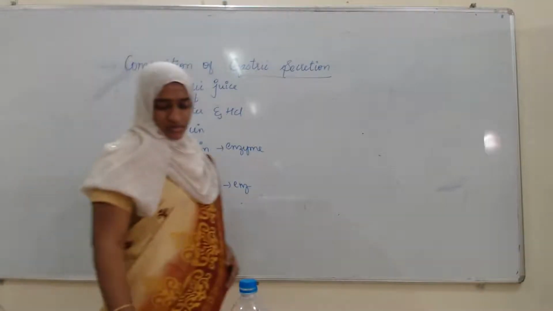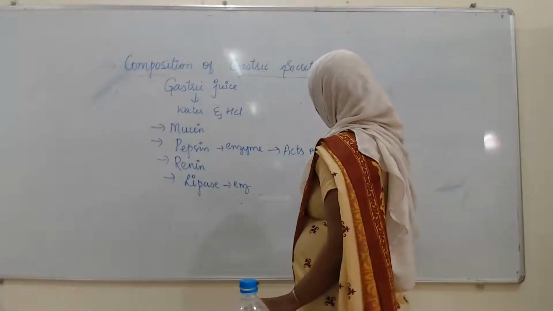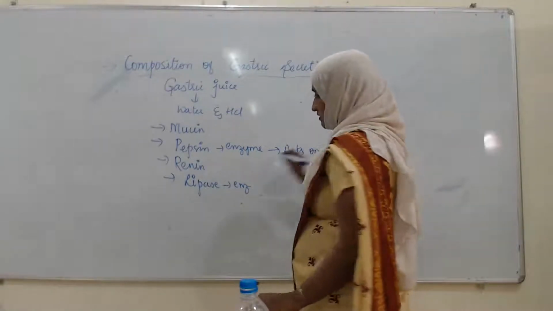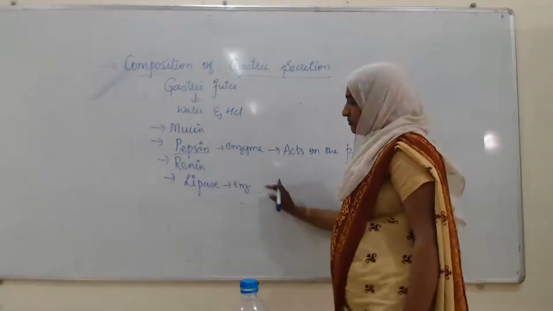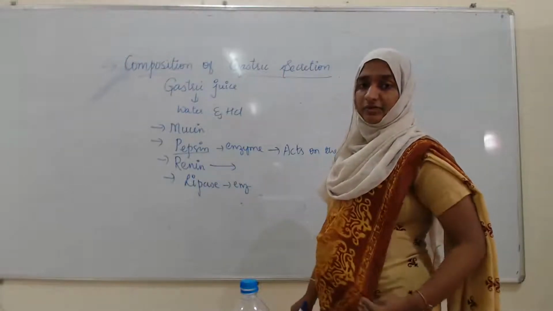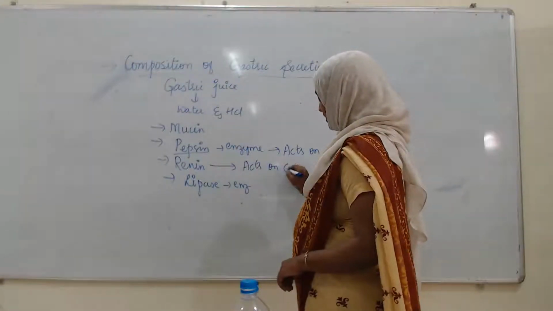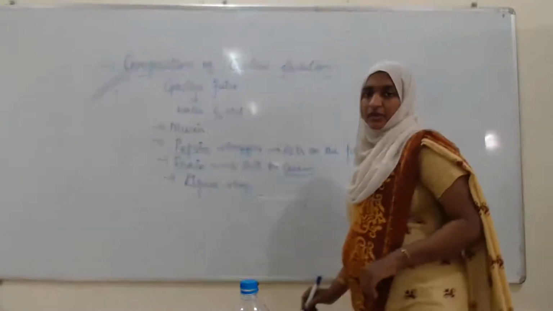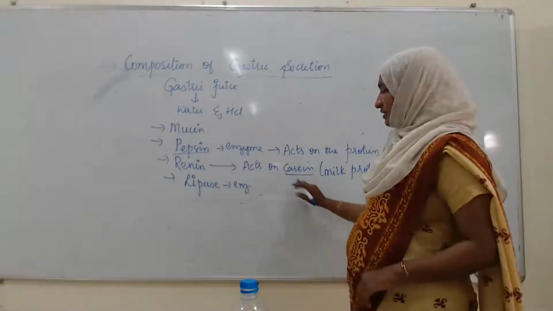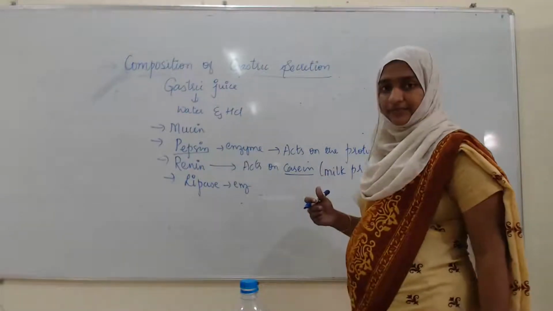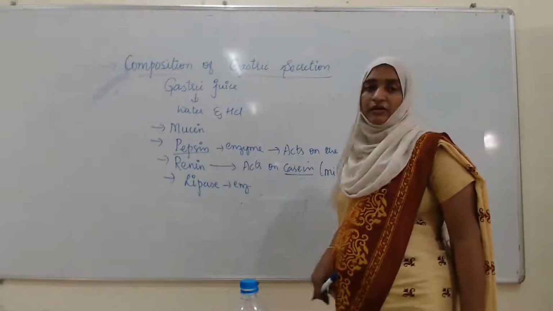Enzyme pepsin acts on protein; for protein digestion, pepsin is very essential. Next, renin. In some species, especially in ruminants or cattle, you will find renin, which acts on casein. Casein is one of the milk proteins. So whatever casein is present in the milk, renin will act on it for digestion.